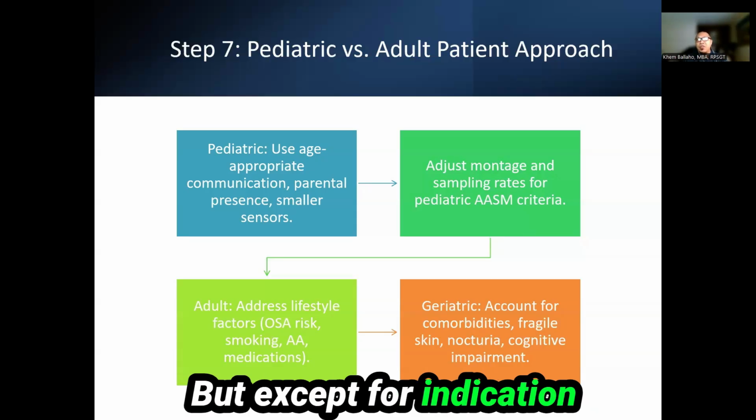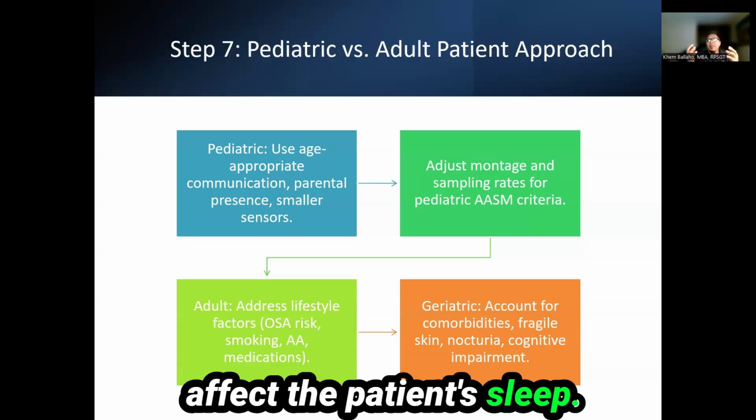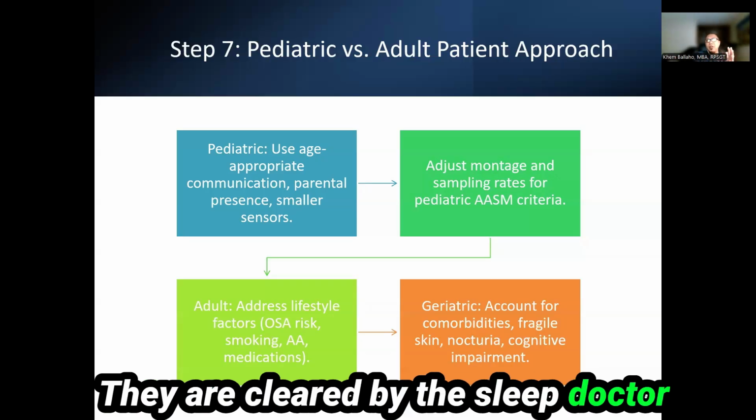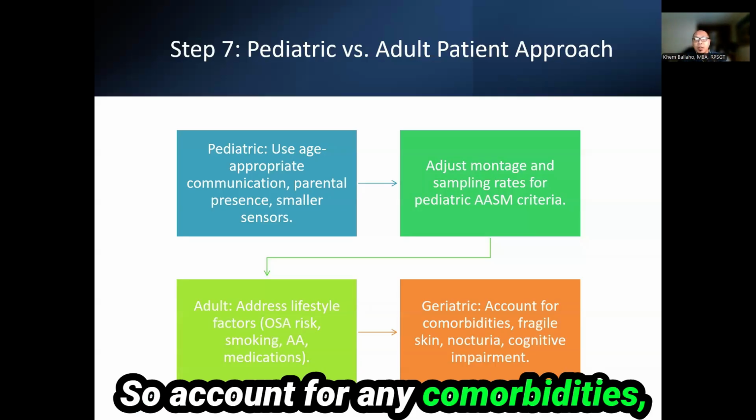But except for medications that affect your sleep. So typically, any medication will affect the patient's sleep. They are cleared by the sleep doctor ahead of time or the sleep provider. And lastly, geriatric. So account for any comorbidities.